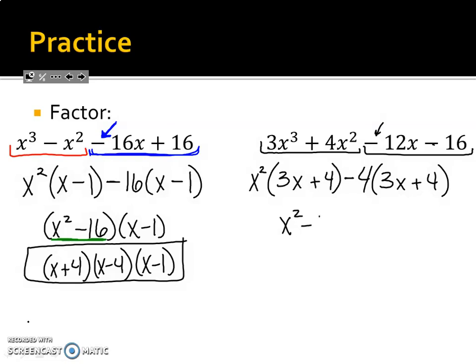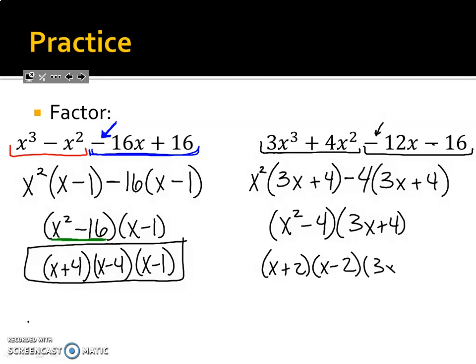All right, so when I do that, I end up with the numbers out in front. x squared minus 4, 3x plus 4. And then we're done, right? No, because I've got an x squared minus 4, which is another difference of squares that they've hidden on us. Gosh, those guys are tricky. So there are our 3 factors.